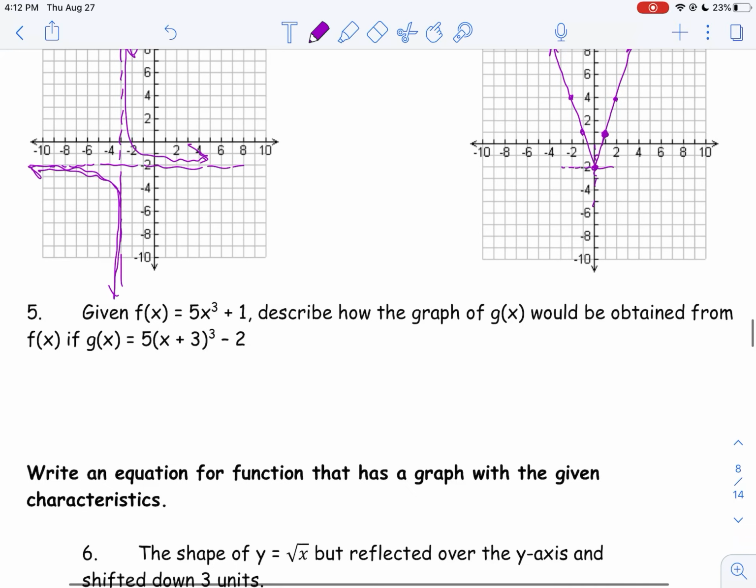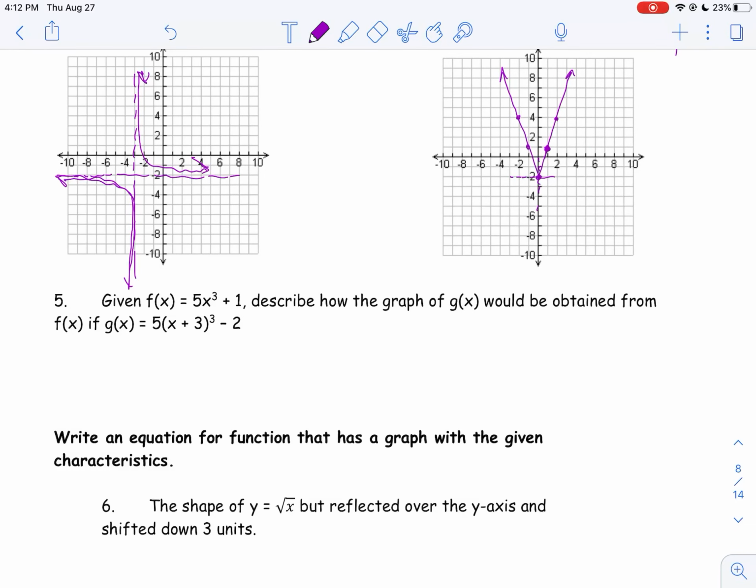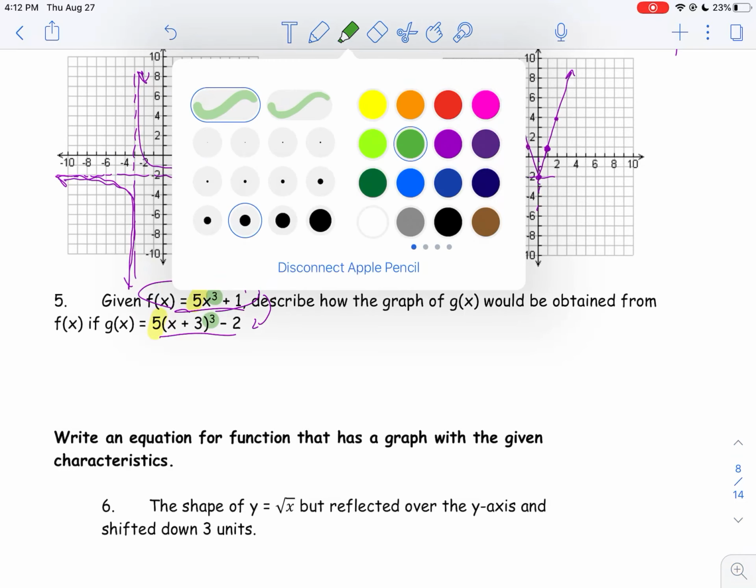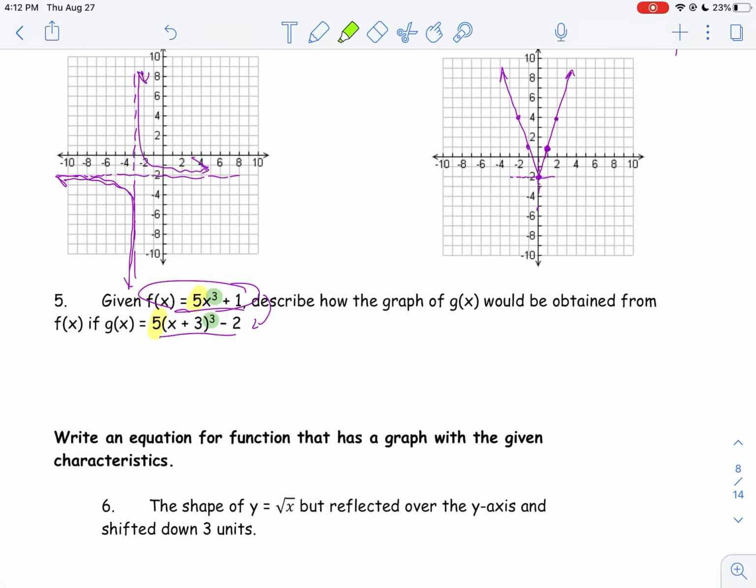Number 5 here, it says, given a function, f of x, describe how g of x would be obtained from f of x if g of x is equal to this. In other words, what would we do to this graph to get this graph? And if you look at them, you'll see some similarities, right? There's the 5s in both places. We see the x cubed in both places. I guess that's where the similarities end. There's some on the outside here, right? One I'm adding, one I'm subtracting. So it's going to be the same shape. We just need to shift, right?